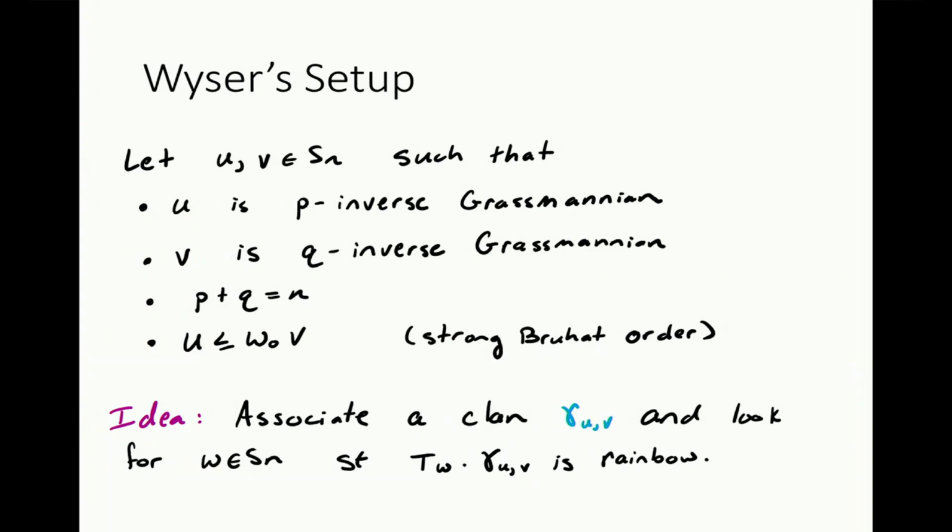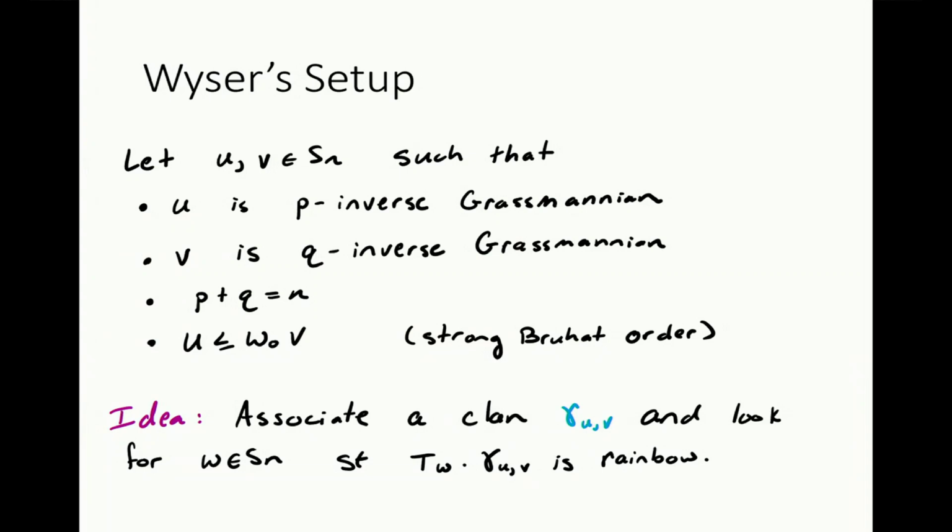So U is going to be P inverse Grassmannian. V is going to be Q inverse Grassmannian. We need P plus Q to be equal to N, so we actually care about what flag variety we're computing cohomology in. And then we have this additional condition that U is less than or equal to W naught V. Secretly behind the scenes, we're looking at an intersection of a Schubert variety and an opposite Schubert variety, and this is the condition we need to have a non-empty intersection.